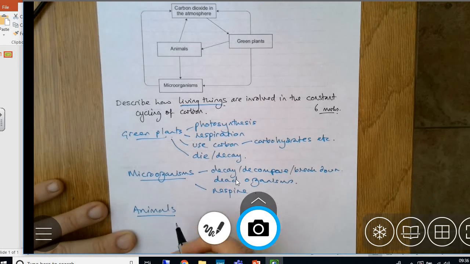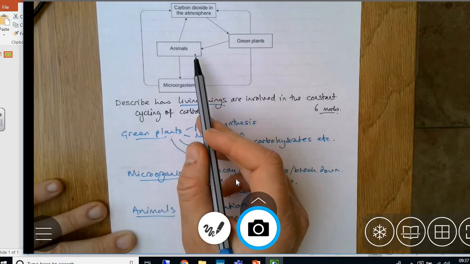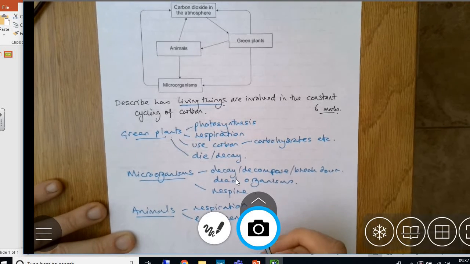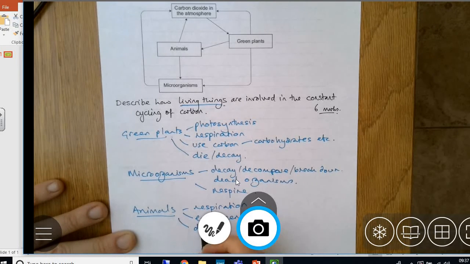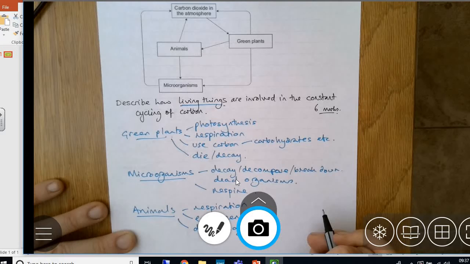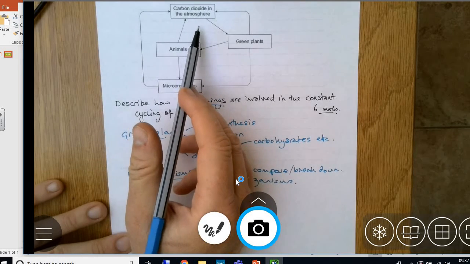We haven't looked yet at animals. What do we know about animals? What do animals do? Well, animals respire, obviously. We know about respiration already. The animals also eat the plants. So we can see that involvement here already, and we know that lots of animals eat plants. And of course they die and decay. Now, all of those things have the potential to release carbon into the atmosphere, as it says here.